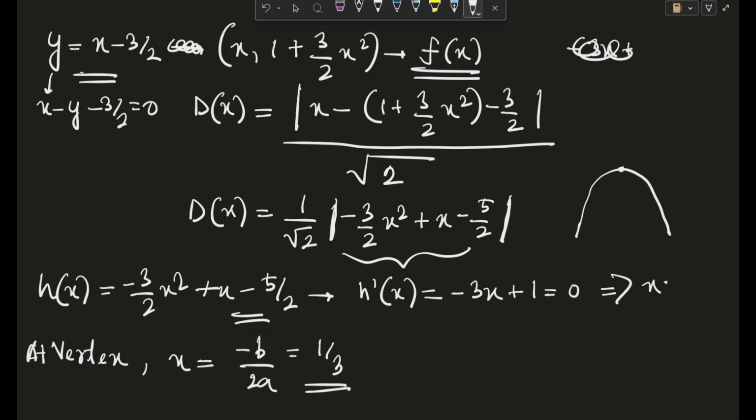Okay, so x equals 1 by 3. Either way you can do it. So I guess we have our values ready. So let's plug it into our final equation. Okay, let's find out h of 1 by 3, and then we will plug it into d of x.